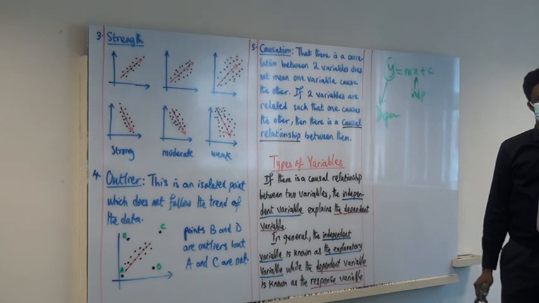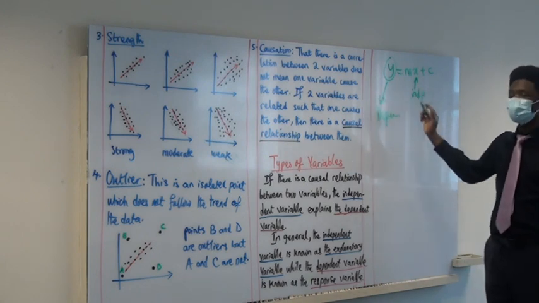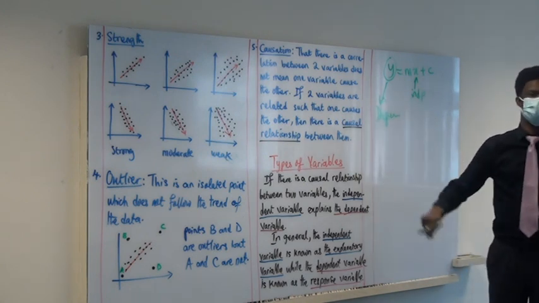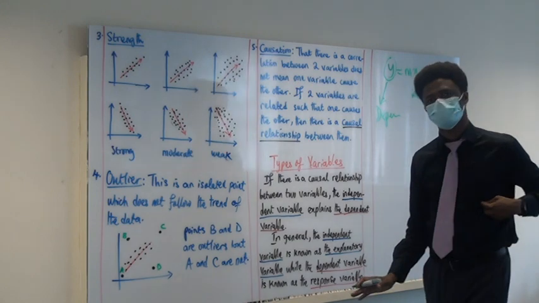Is that clear? But in more general terms, it is the explanatory variable and the response variable. Y will respond to x. X is the explanatory variable. Does that make sense? And this is where we stopped yesterday.